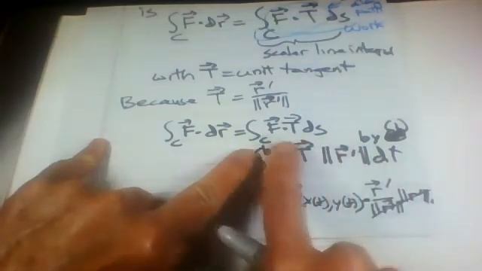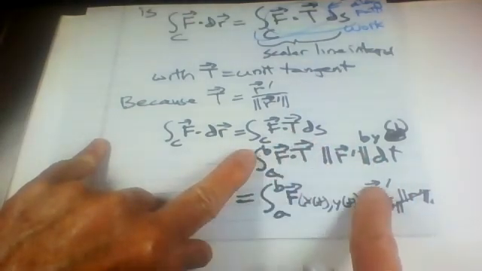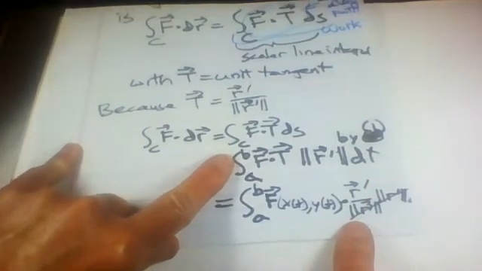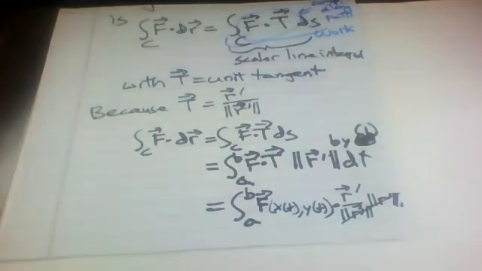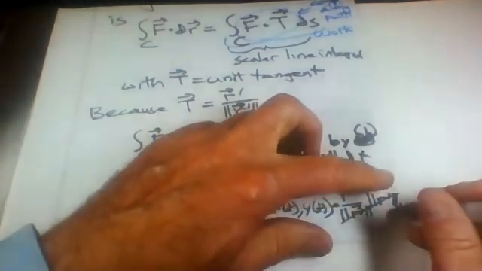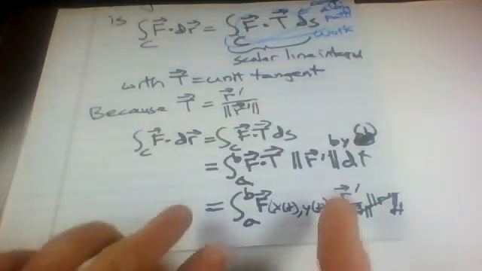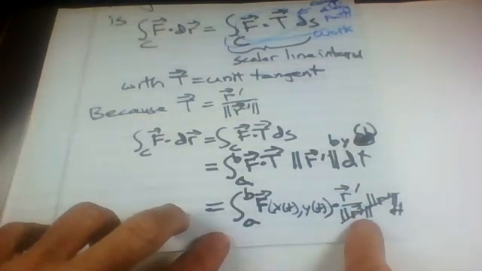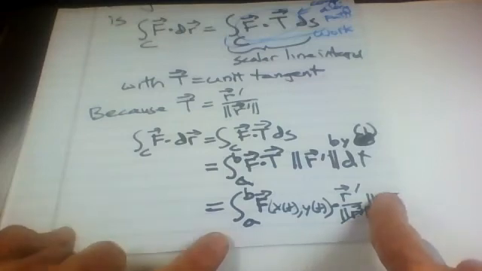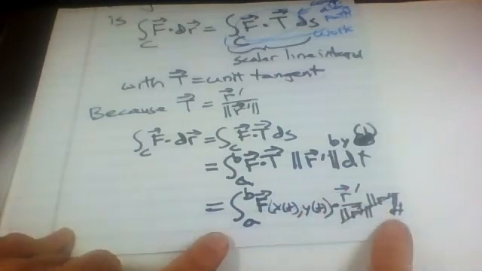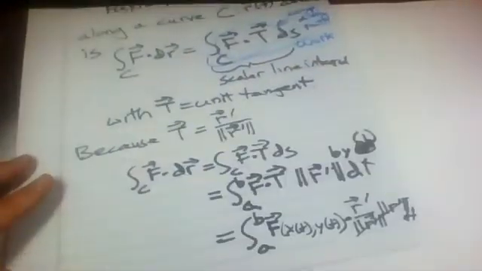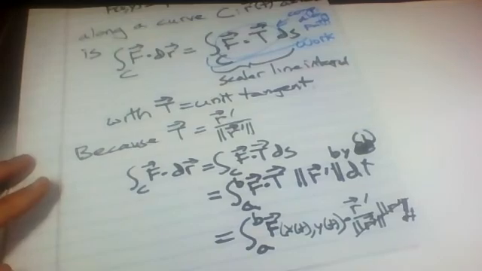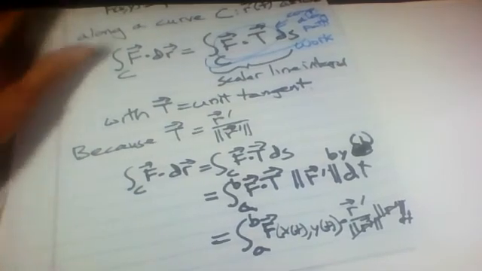And now you say, the unit tangent is actually r prime over the length of r prime. And the length of r prime on the bottom cancels the length of r prime on the top, and what you get is just f dot r prime dt. That's the proof of this nice theorem that tells you how to evaluate a vector line integral.